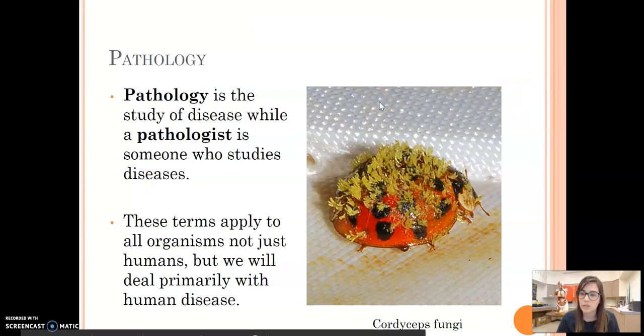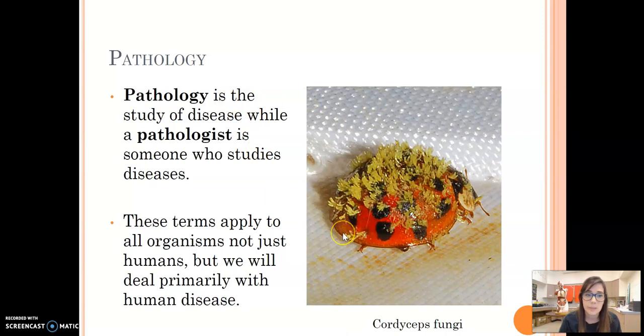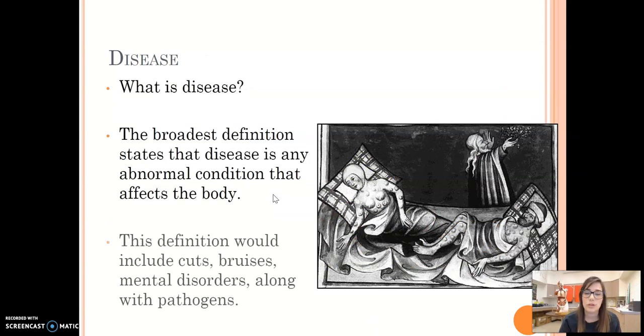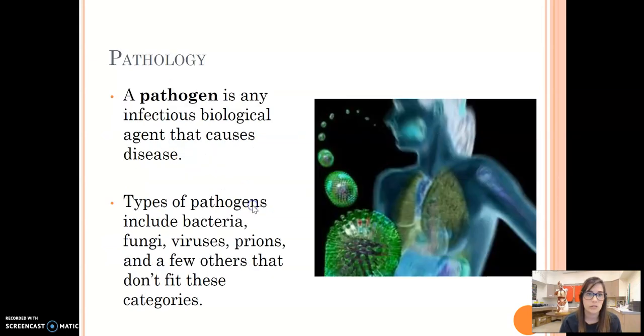So before we start off, you should know the definition of pathology. It's the study of disease. So a pathologist is someone who studies diseases. This term doesn't just apply to humans, it can apply to any organism, even plants. There are diseases specific to plants. What is a disease? A disease is any sort of abnormal condition that affects the body. So under that definition, it would also include cuts, bruises, along with mental disorders, and then obviously pathogens.